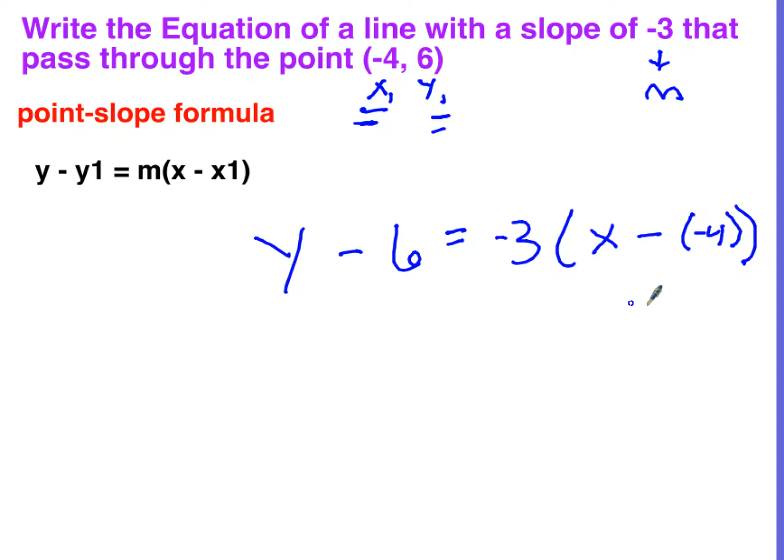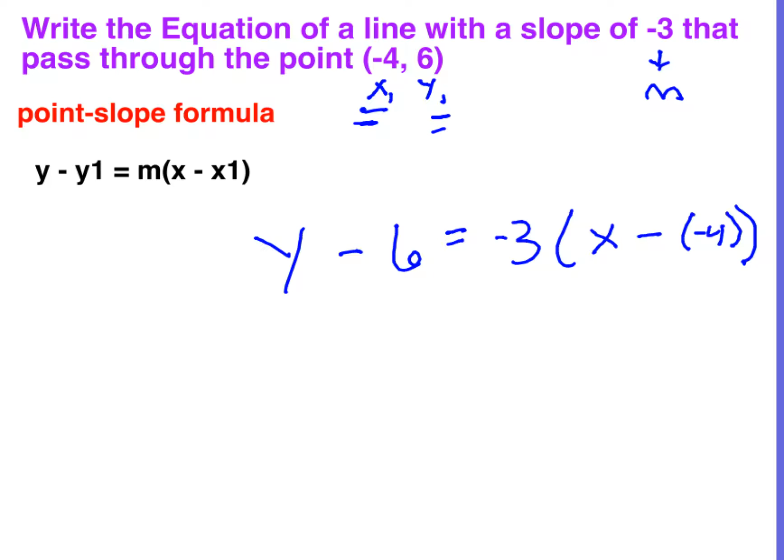The reason why I have parentheses inside parentheses is that I had a double negative here, so I wanted to make sure I substituted my x1 inside parentheses so I don't lose track of this minus sign either. And then from here, you guys, I can convert to slope-intercept form and write the equation of the line.